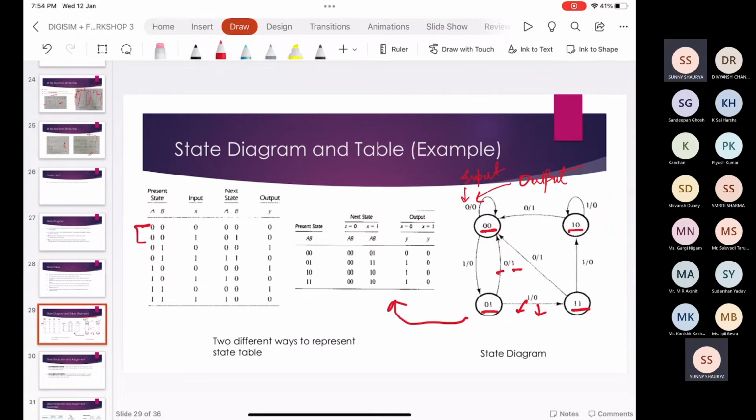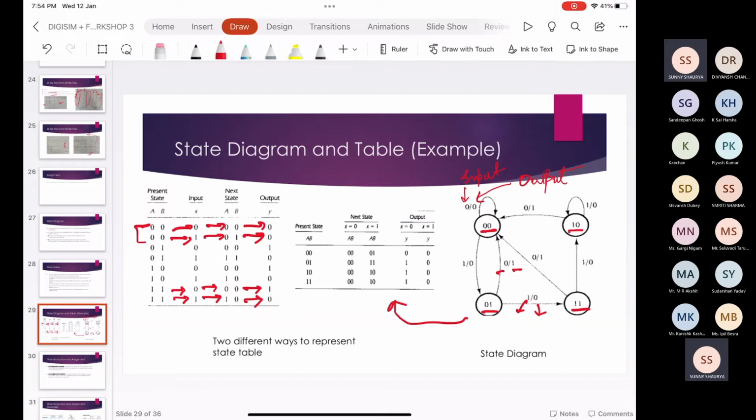You can see the present state is 0, 0. When input is 0, next state is 0, 0, and output is 0. When present state is 0, input is 1, then next state is 0, 1, and output is 0. And for 1, 1, when input is 0, next state is 0, 0, and output is 1. And when present state is 1, 1, input is 1, next state is 1, 0, and output is 0.